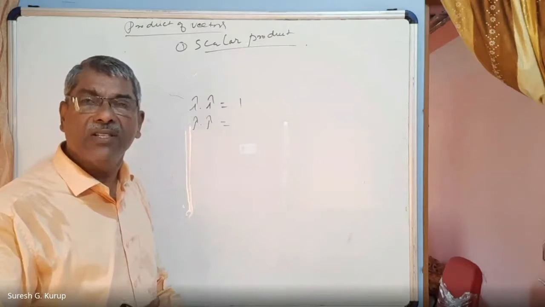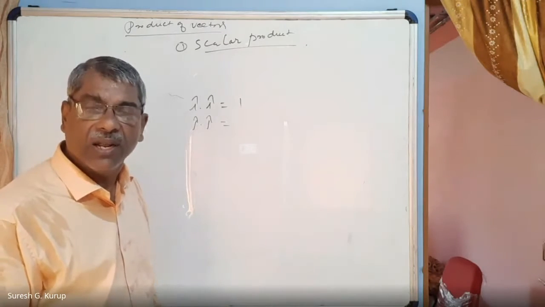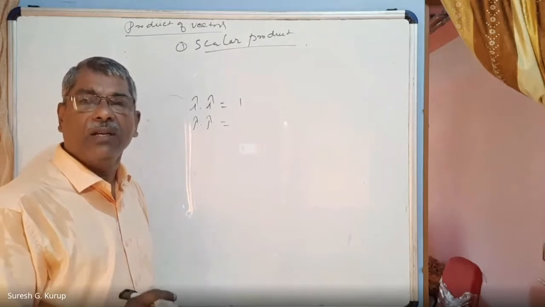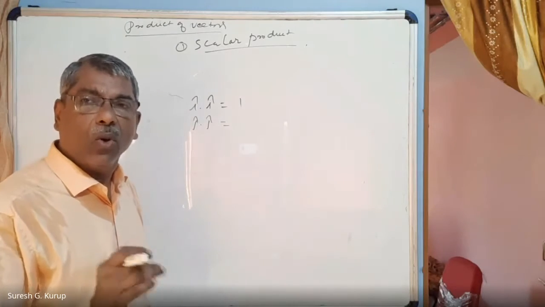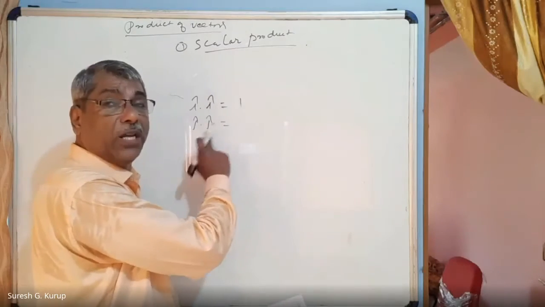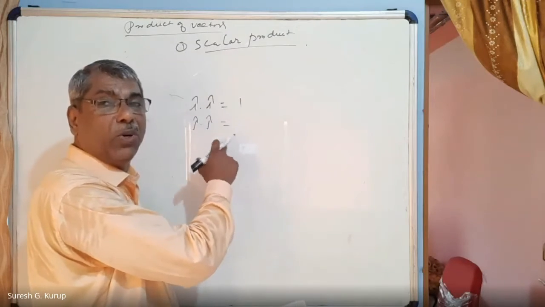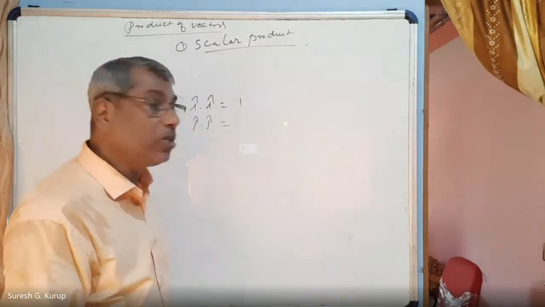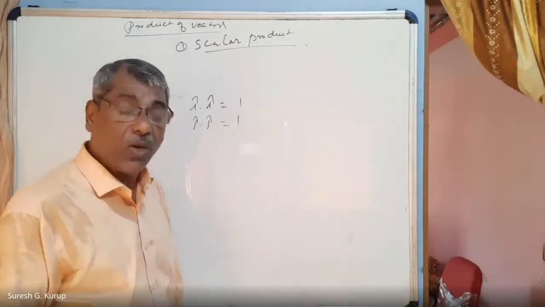That means j and j are parallel to each other. Therefore, angle theta is equal to 0. So, dot product is equal to the magnitude of the first vector, which is 1, into the magnitude of the second vector, which is 1. 1 into 1 is equal to 1 into cos 0, that is equal to 1. That is why j dot j is equal to 1.